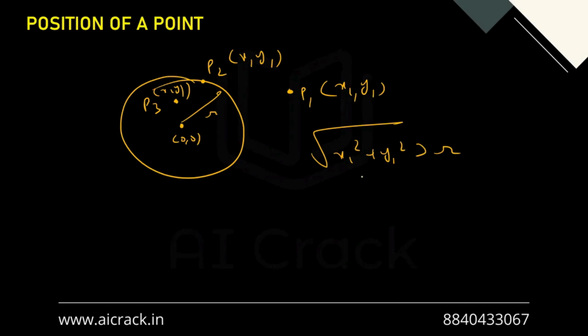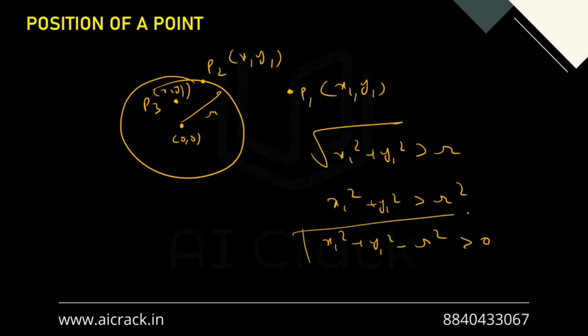Now if I square both sides, we know that the under root is always positive and the radius is positive, so we can square it without changing the sign. So if I square this equation, we get x1 square plus y1 square greater than r square. Now if I take this r square to the left side, I get x1 square plus y1 square minus r square greater than 0. So this is our condition.